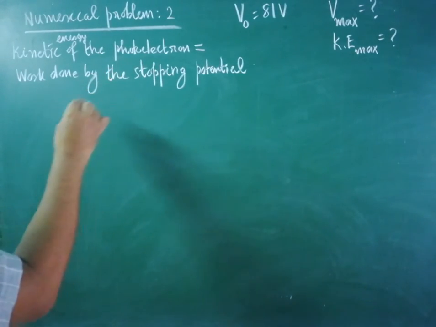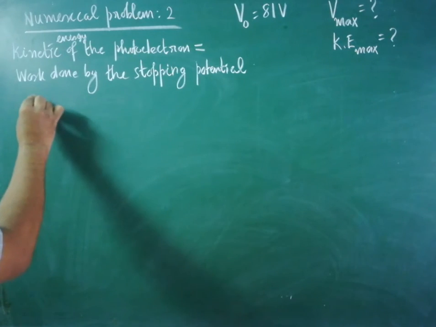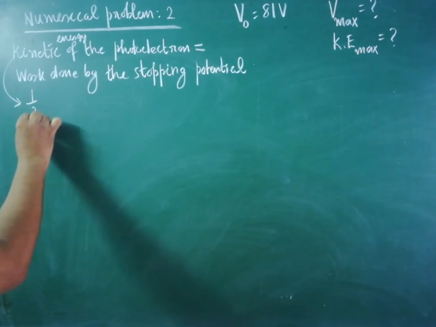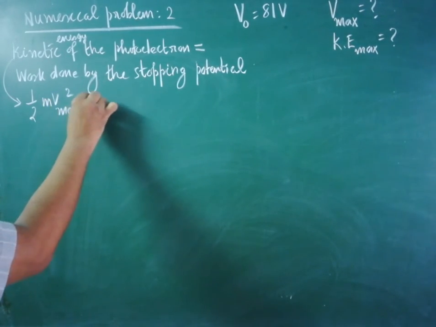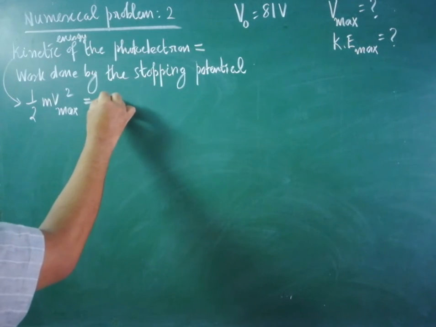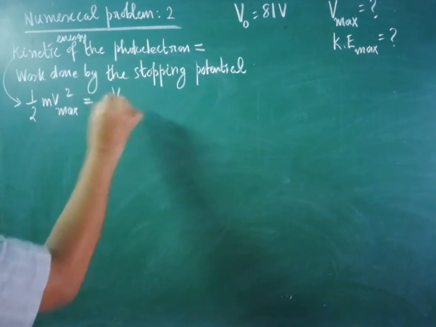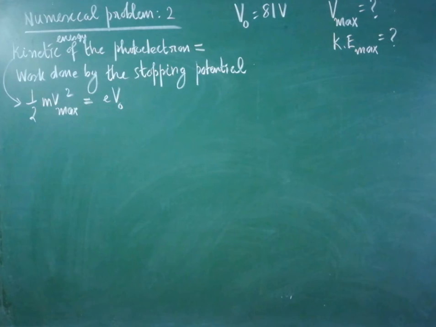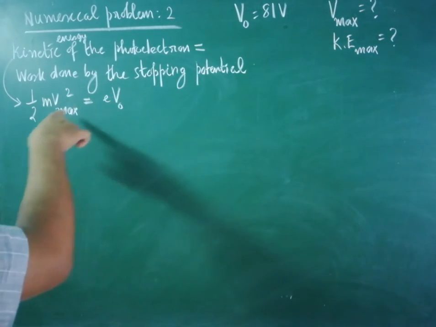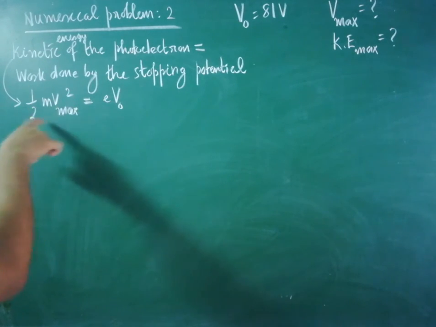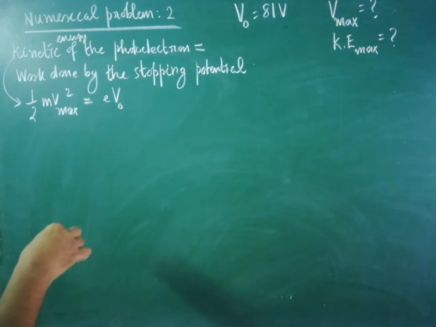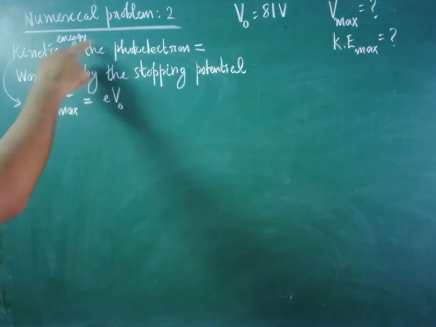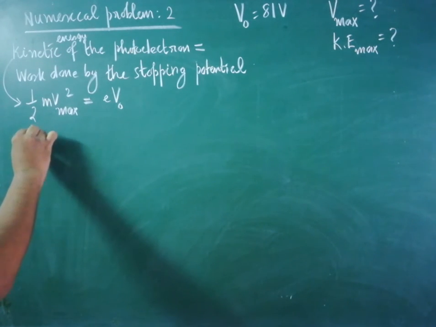So here, the kinetic energy of the photoelectron can be written as half m v max square, that should be equal to the work done by the stopping potential. Its formula is eV0. So this is a very fundamental formula. With the help of this, we are able to solve the problem. You are asked to calculate which one? The maximum kinetic energy. And then V0 is given here. So first we will calculate the maximum kinetic energy of the photoelectron, that is K max.